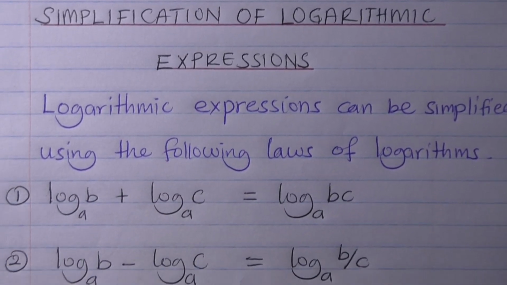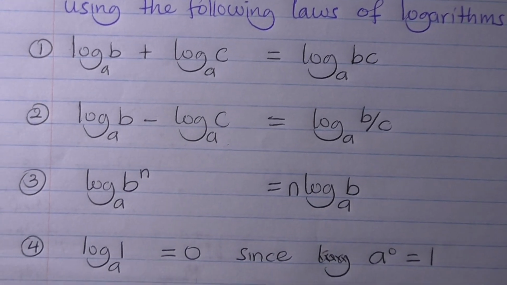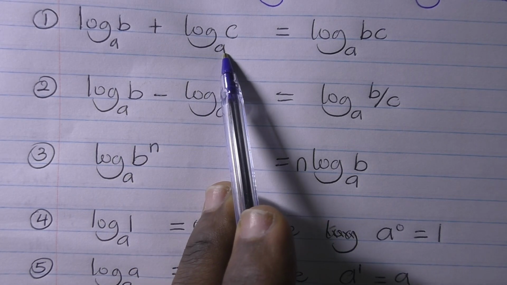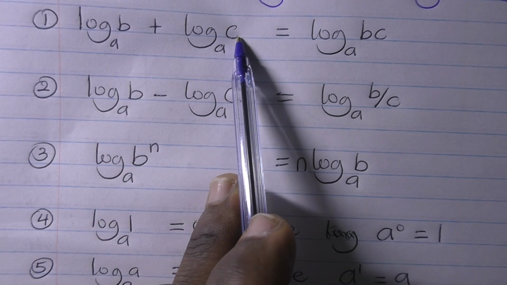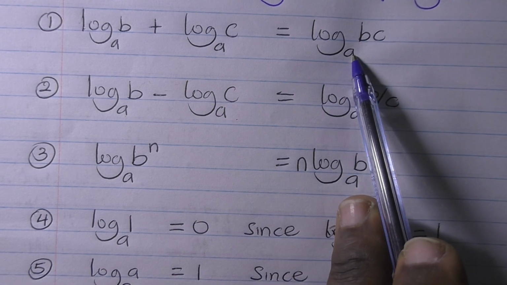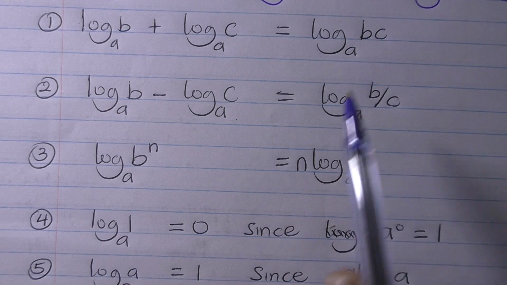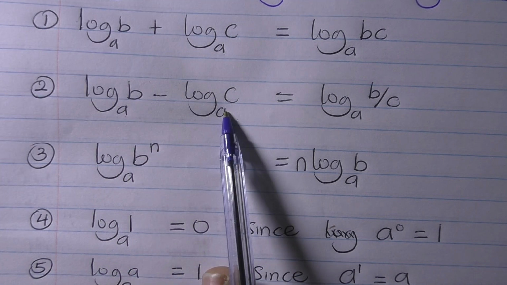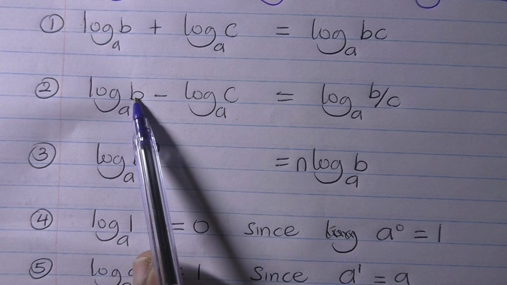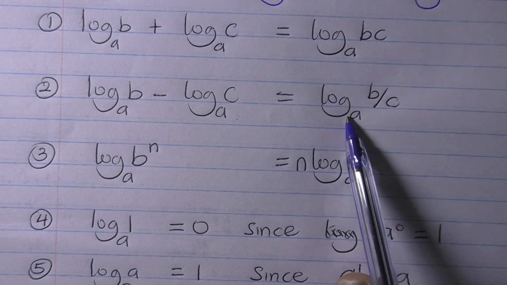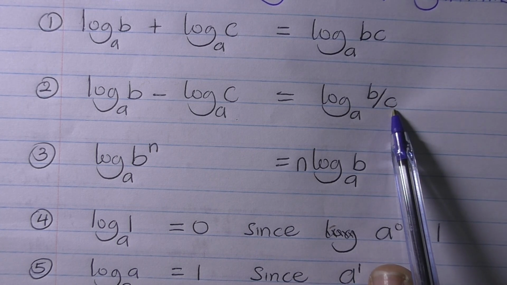Rule number 1 says that if I'm adding logarithms of the same bases, then I'll simply multiply the powers. That is to say, I'll end up with log_a(BC). Then when I'm subtracting logarithms of similar bases, then I will simply divide the first power by the second power to give me log_a(B/C).